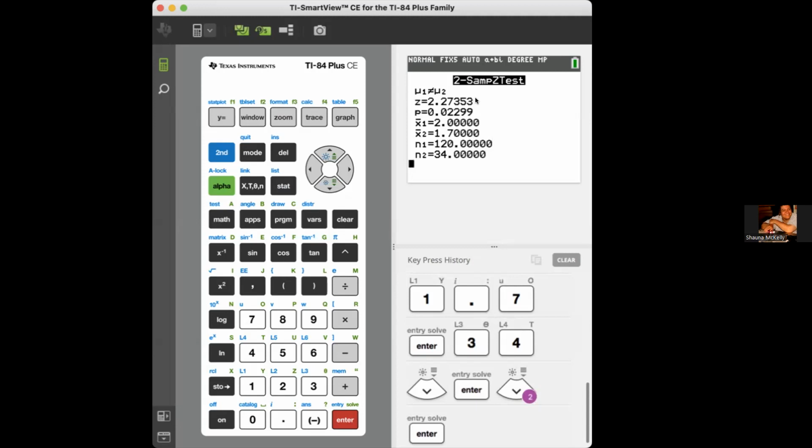So I have 2.27353. And P is 0.02299. So the first number, Z, is the test value. The second number is the P value. You already have the other numbers that they have. You don't need that.